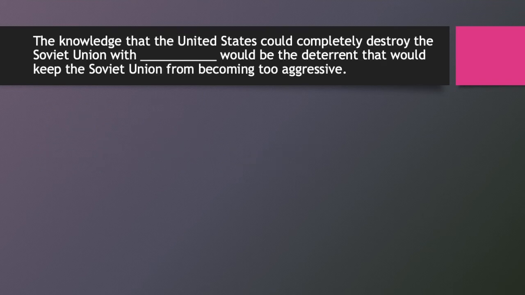All right. The knowledge that the United States could completely destroy the Soviet Union with what? That would be nuclear weapons. And that would be the deterrent that would keep the Soviet Union from becoming too aggressive. The United States does not necessarily try to counter Soviet size with American size. Instead, we decide to counter with nuclear deterrence and also advanced weaponry. That was our mainstay during the Cold War.